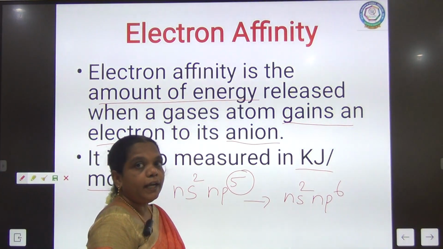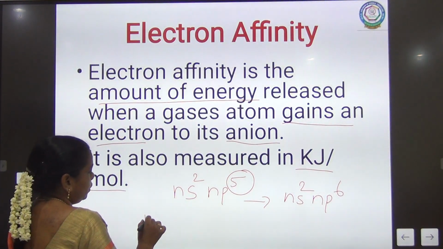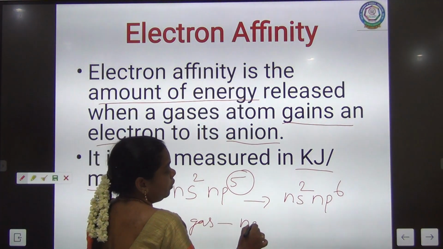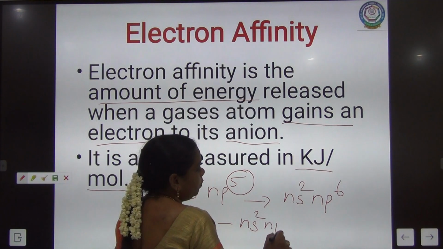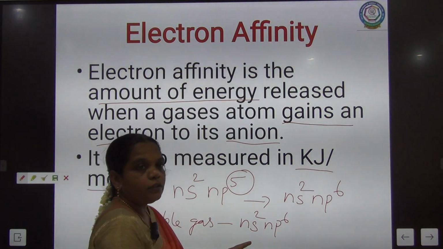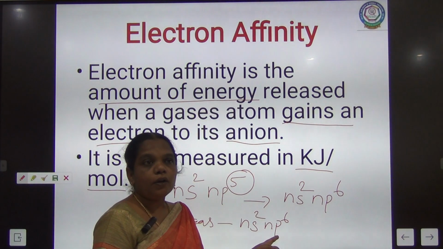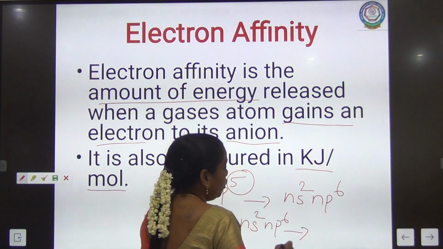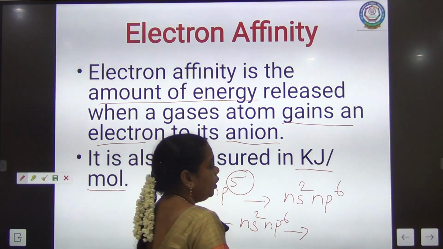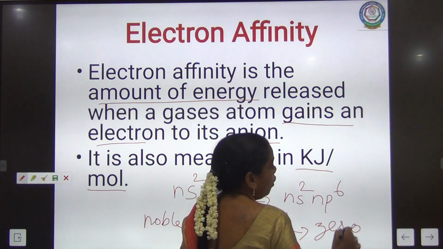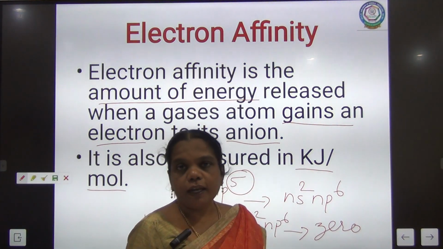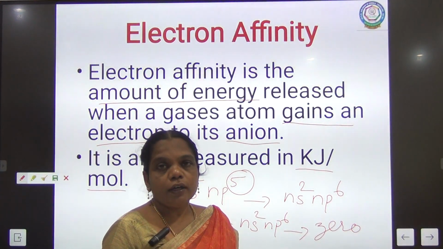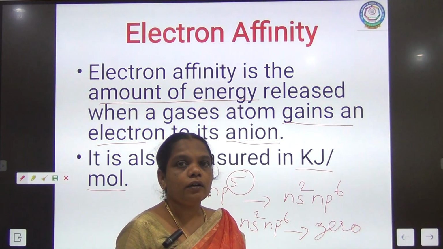And for the noble gas, the electronic configuration is ns2 np6. So the noble gas cannot gain any electron. The electron affinity of noble gas is always 0, because it is not able to gain any electron due to its octet configuration.